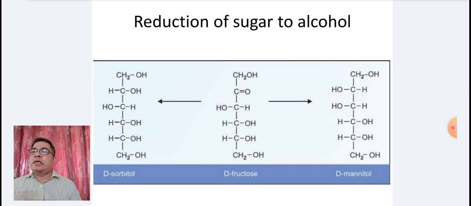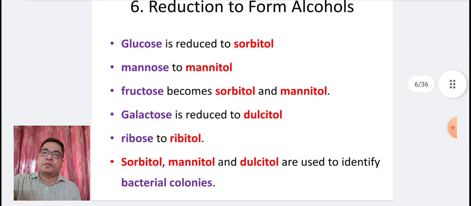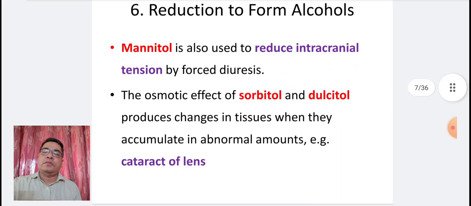Here we can see that D-fructose can be converted to D-sorbitol and D-mannitol. Thus, glucose forms sorbitol, mannose is reduced to mannitol, fructose becomes sorbitol and mannitol, galactose becomes dulcitol, and ribose becomes ribitol. Sorbitol, mannitol, and dulcitol are used to identify bacterial colonies. Mannitol is used to reduce intracranial tension by forced diuresis. The osmotic effect of sorbitol and dulcitol produces changes in tissues when they accumulate in abnormal amounts. Example, cataract of lens.